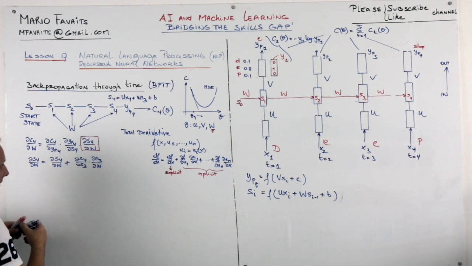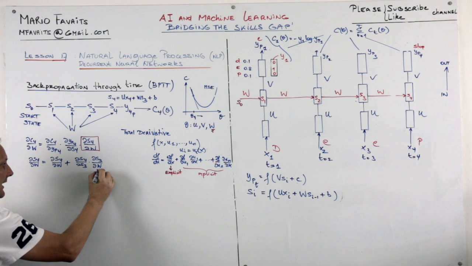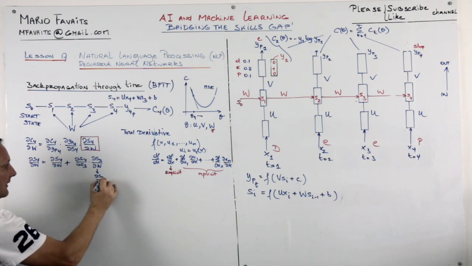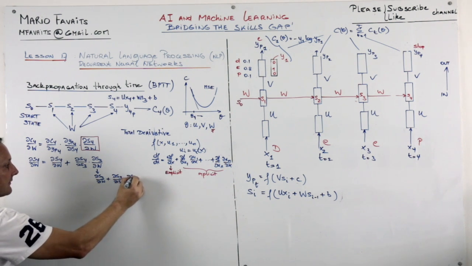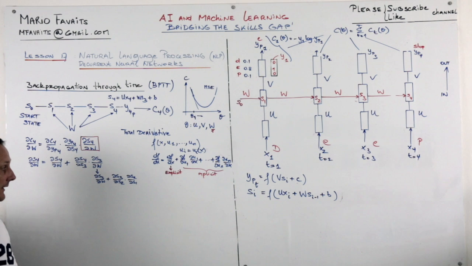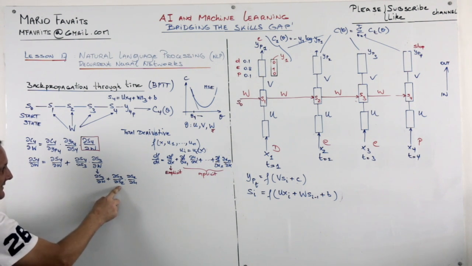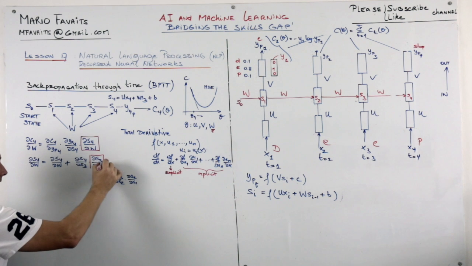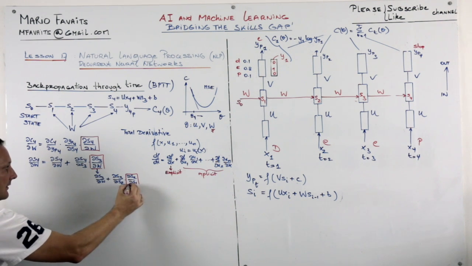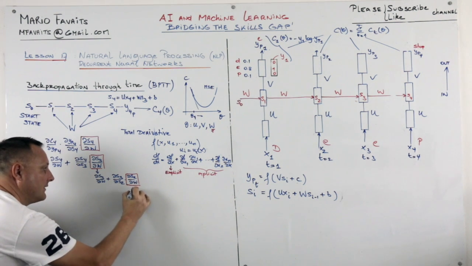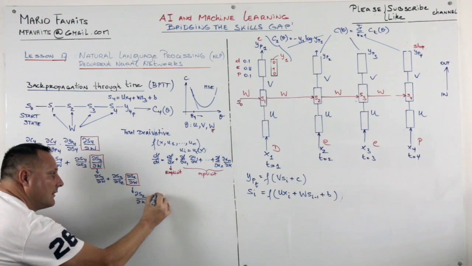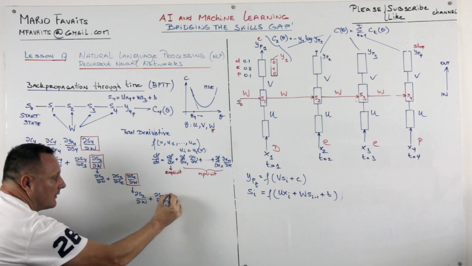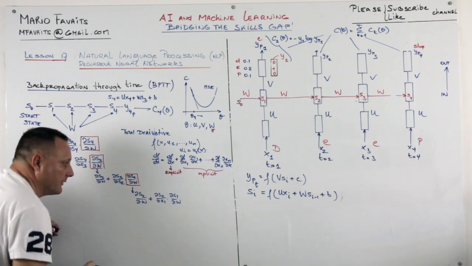And here we can again write this as dS3/dW plus dS3/dS2 times dS2/dS1. So that's the explicit and implicit of this term only. And then we have this one here. Sorry, this should be W. And here this one is dS2/dW plus dS2/dS1 times dS1/dW.